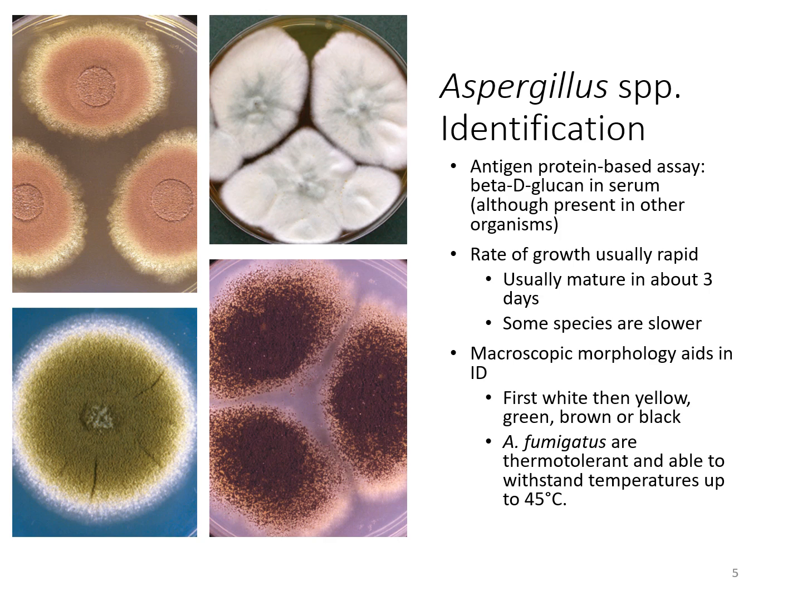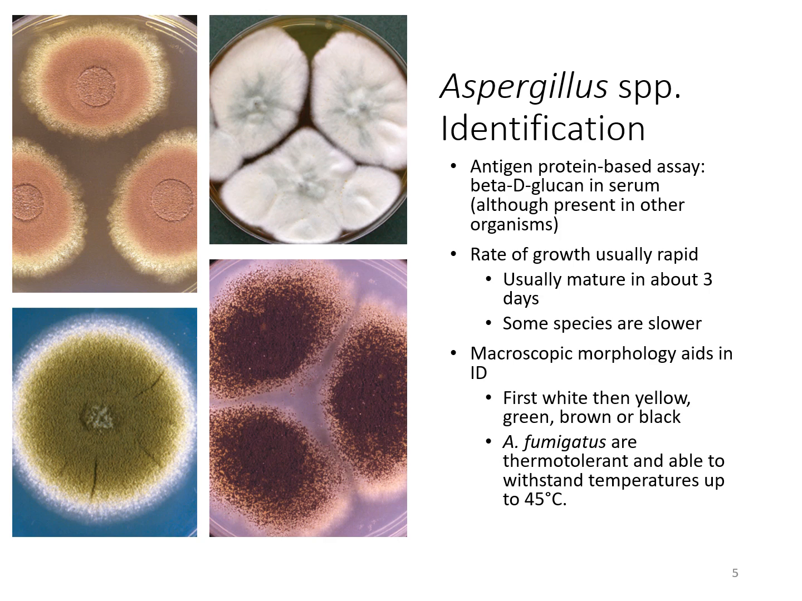An Aspergillus infection can be detected using an antigen protein-based assay where you look for beta-D-glucan in serum, although there are other organisms that can possess beta-D-glucan. It is a rapid growth organism. It usually matures in about 3 days, but there are some species of Aspergillus that are a little bit slower with their growth rate. When we look at the macroscopic morphology, it can aid in identifying the species of Aspergillus based on the color of the colony.